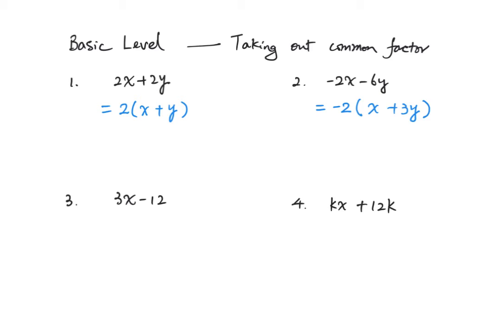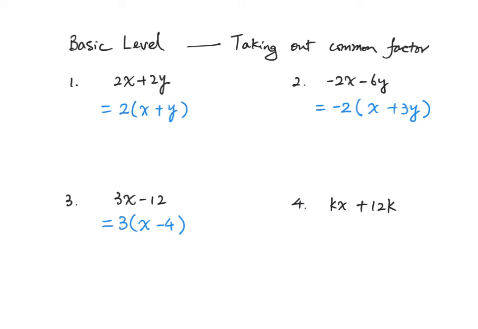Okay? And question 3, 3x minus 12. 3 and 12, the common factor, which is the highest common factor, is 3. So x is left. And negative 12 divided by 3, you get negative 4.